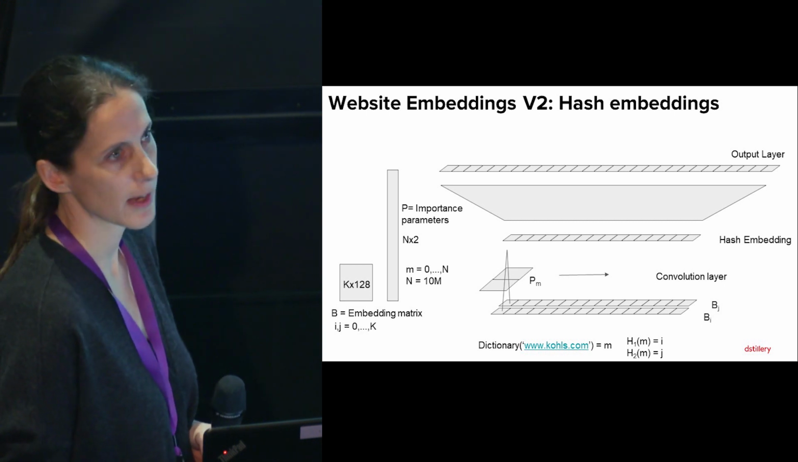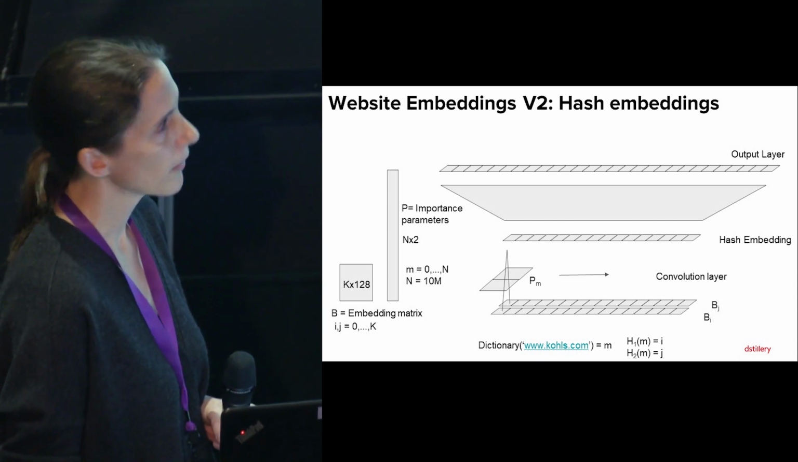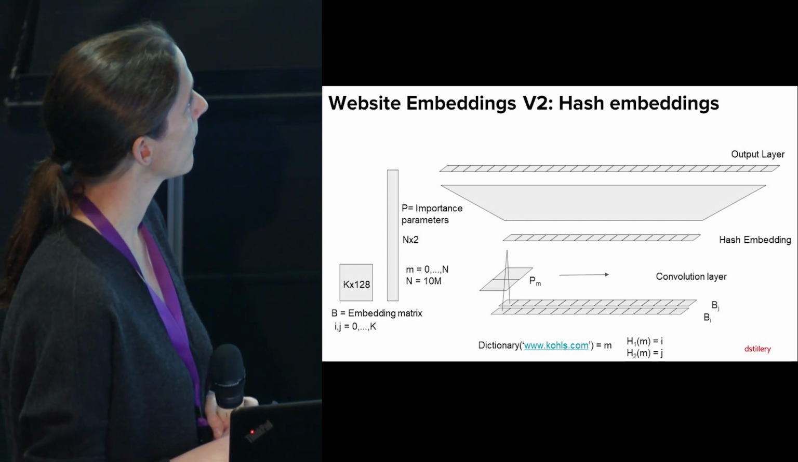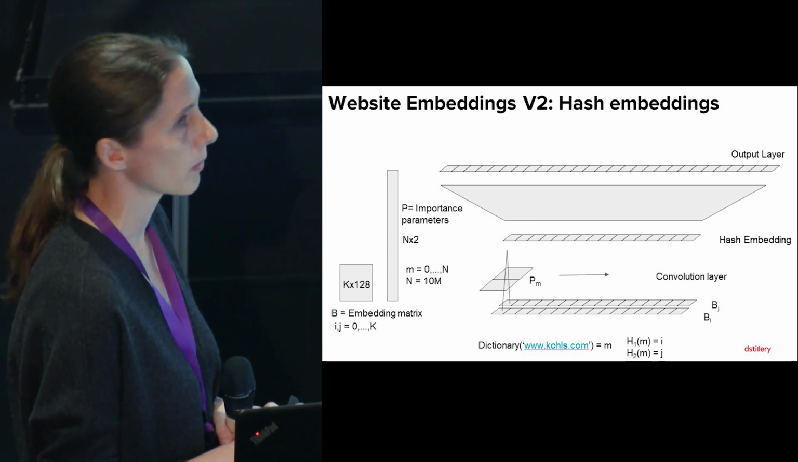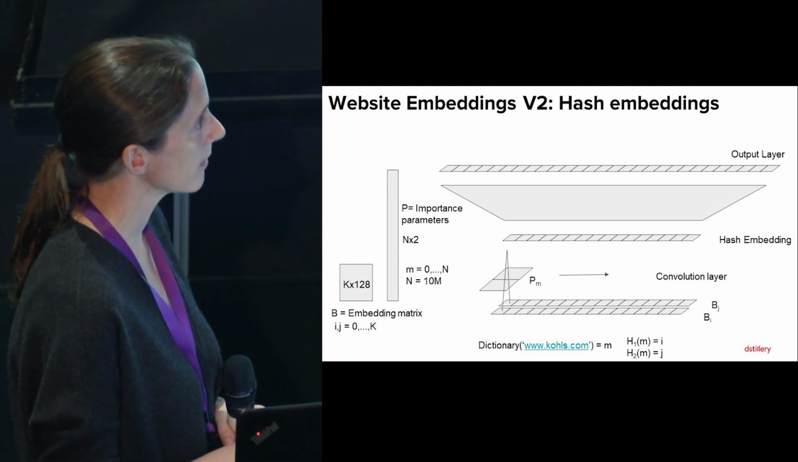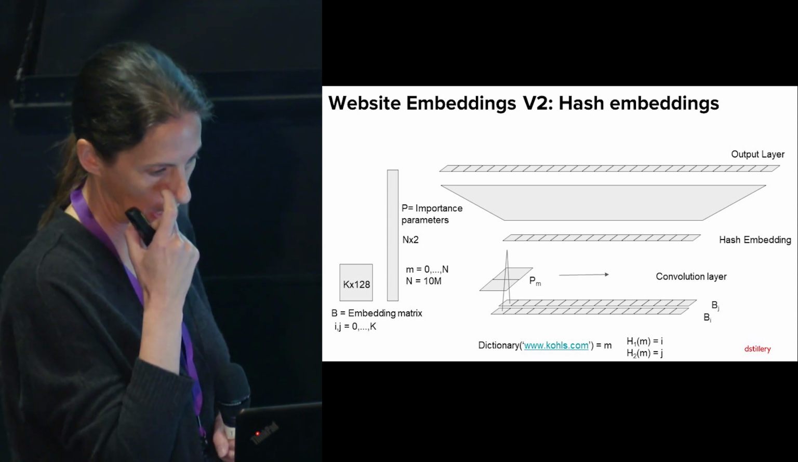The reason this is able to learn more embeddings with fewer parameters is that we can have a very large dictionary, meaning that this matrix will be very tall, but the embedding matrix is only k by 128, and k is a parameter that can be tuned. So the size of the embedding matrix no longer has to be the size of your dictionary, right?